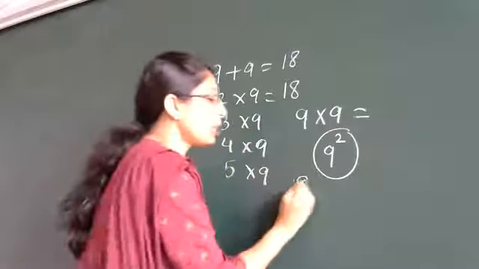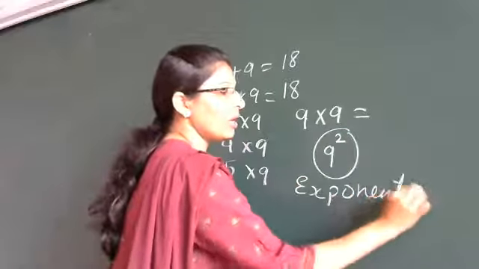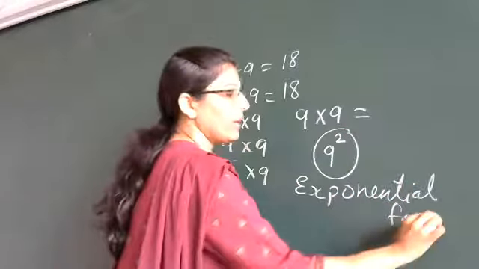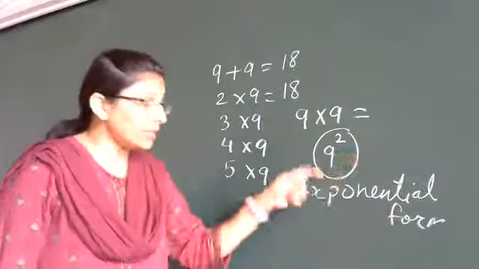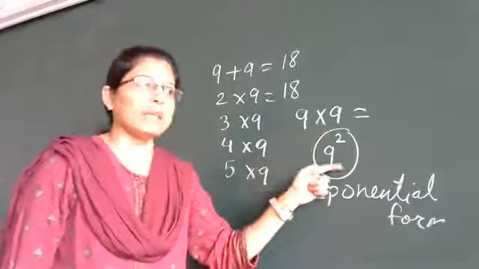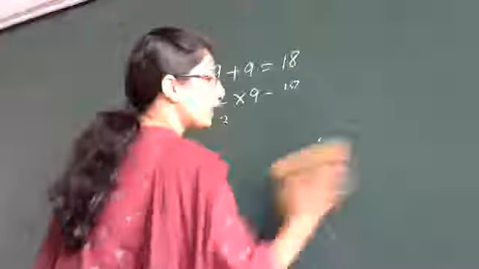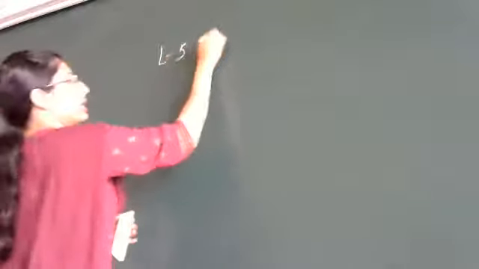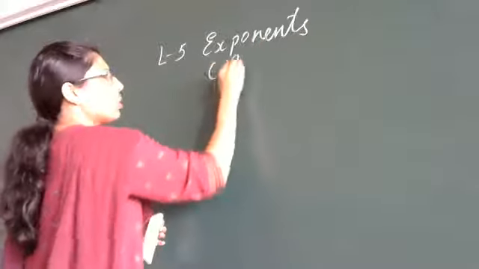That is exponential form. When the same number is multiplied many times and we write it in this form, it is known as exponential form. Okay, understood? Yes, ma'am. So we are going to learn our next lesson, lesson number 5, that is exponents. Exponents is also known as power.